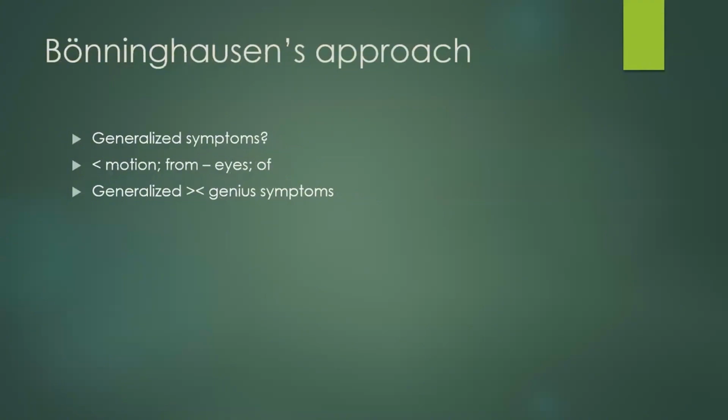Böninghausen's approach is much more generalized, some people like to say. I put a question mark there, and I'll explain why. So in Böninghausen, we don't find these kinds of specific symptoms. We find motion of the eyes, any motion of the eyes, more general, you see? Still not generalized. And Böninghausen, in fact, himself uses the word genius symptom. And even to understand the Böninghausen repertory approach, it is very important to understand the difference.